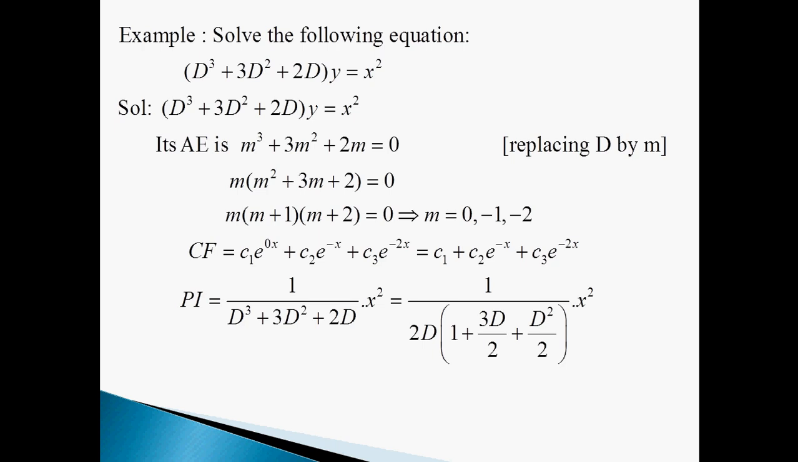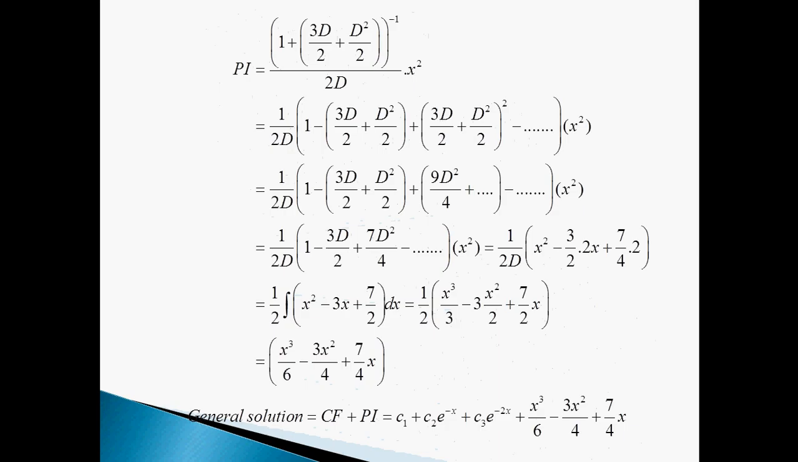Now we find the particular integral: 1 upon (D cube plus 3D square plus 2D) into x square. We take 2D as common for making the expression of the form 1 plus a function of D, or 1 minus a function of D, and take the inverse of this expression to the upper side. The particular integral is equal to (1 plus 3D upon 2 plus D square by 2) the whole to the power minus 1, upon 2D, into x square.